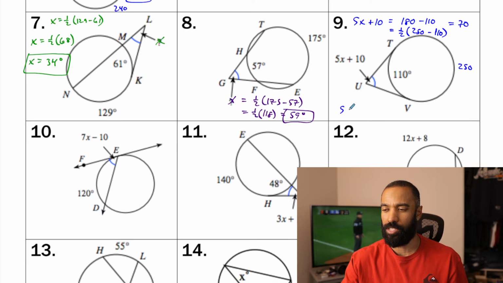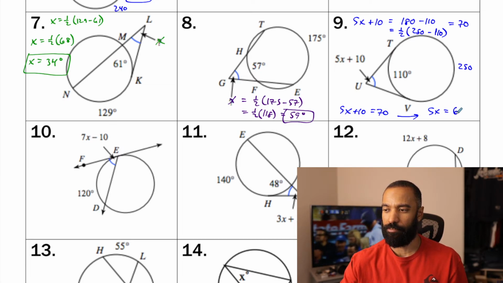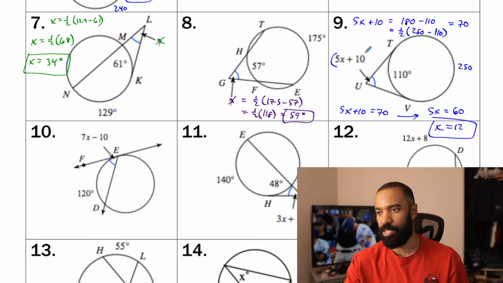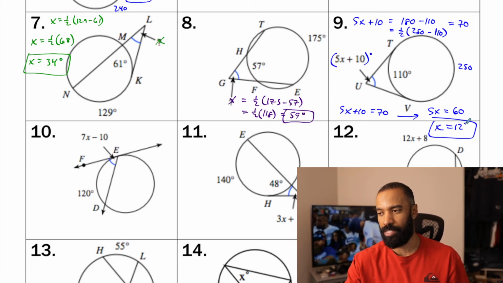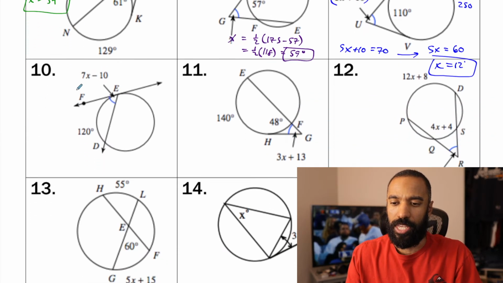So where you have an equation that says 5x plus 10 equals 70, either or. So subtract 10 from both sides, you get 5x equals 60. Divide by 5, you get x equals 12. They don't really put the degree symbol here, but I'll go ahead and put the degrees to be safe. All right, number 10, solving for x here.